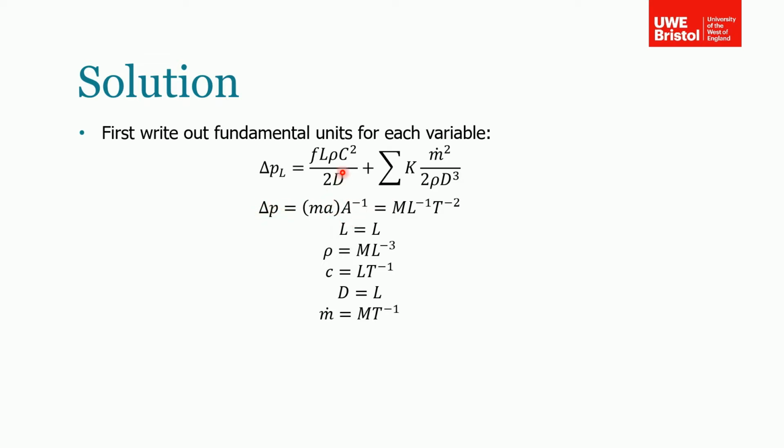So the first thing to do is to write out each of the parameters in terms of fundamental units. Change in pressure has units of mass over length over time squared. Length has units of length. Density has units of mass over length cubed. Velocity is length over time. Diameter is length. And mass flow rate is mass per unit time.